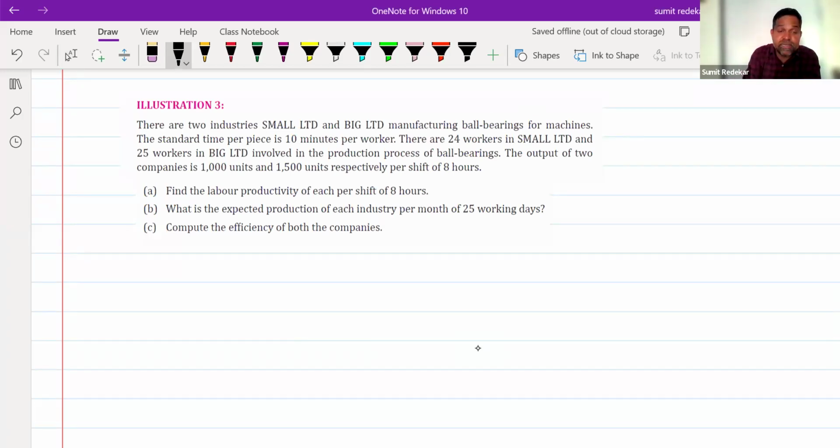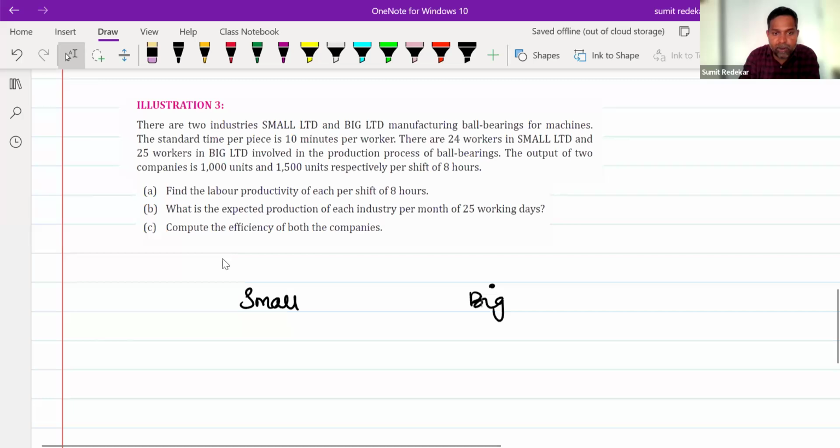So they're asking you how productive your labor is in that 8-hour shift. So can I say here you are asking for your input-output productivity? I need to know what standard you expect and what the actual turns out to be. So let's start: you have two industries, big and small, small and big, sorry. So let's write small first and big next. Correct. What do we know about them?